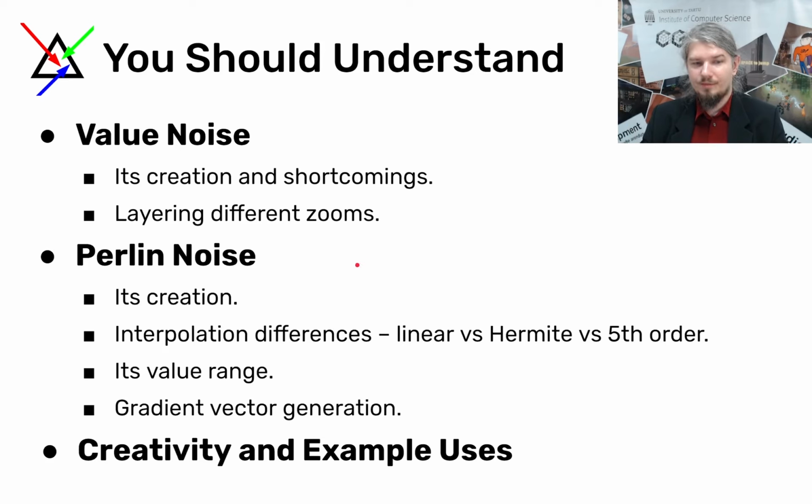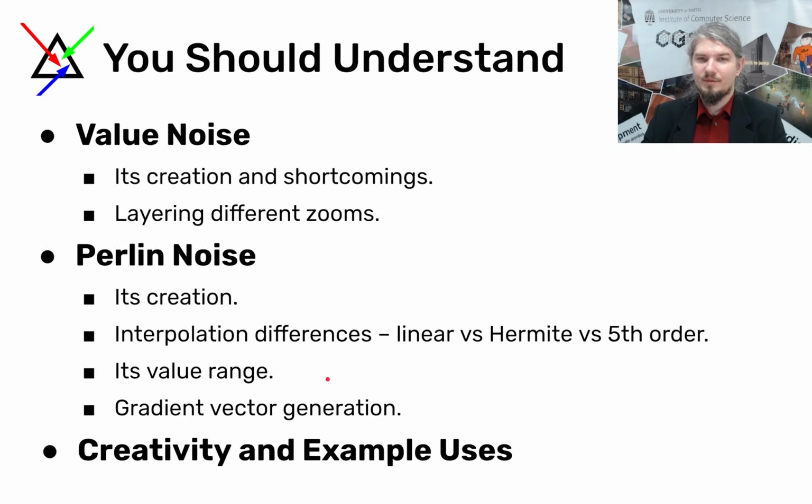Then we learned gradient noise, namely Perlin noise. You now know how Perlin noise is created. You know the interpolation differences. So if you're using linear interpolation or Hermite or fifth order interpolation, what exactly happens with the noise? Is it going to be only C0, C1 or C2? We also saw its value range. So how do you calculate the value range from the lengths of the gradient vectors?